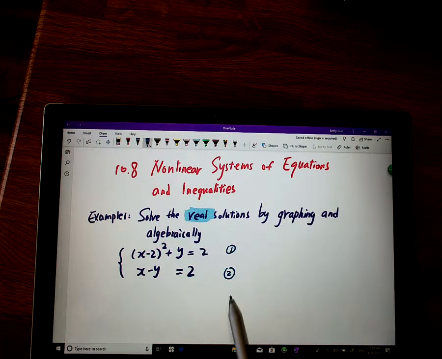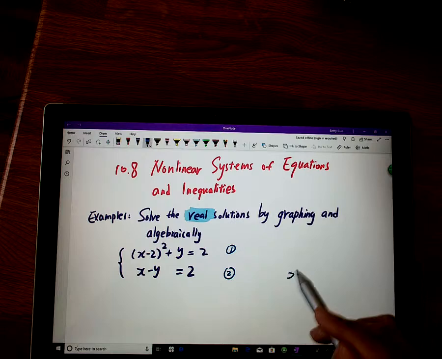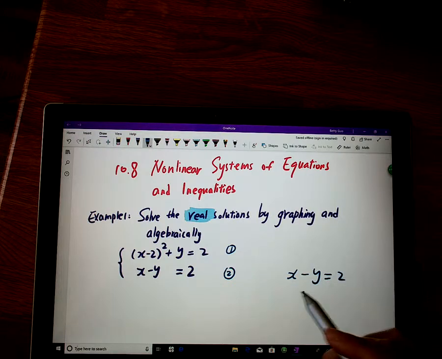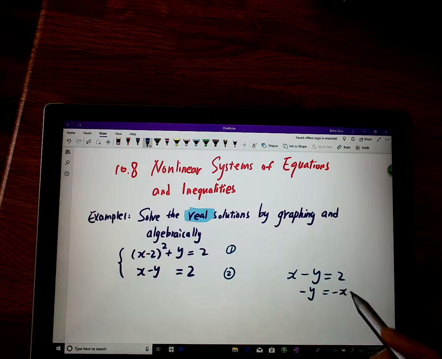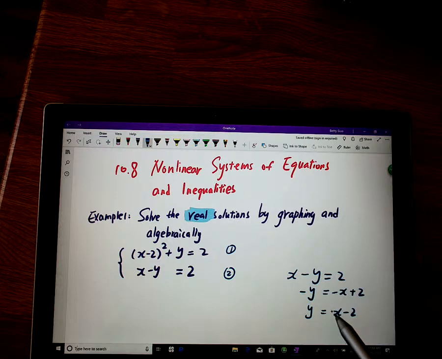If you look at equation 2, x minus y equals 2, that is a linear equation, right? You know that's a straight line. x minus y equals 2, negative y equals negative x plus 2. Divide both sides by negative 1, y equals x minus 2. So that is a straight line with the slope 1 and the y-intercept (0, negative 2).